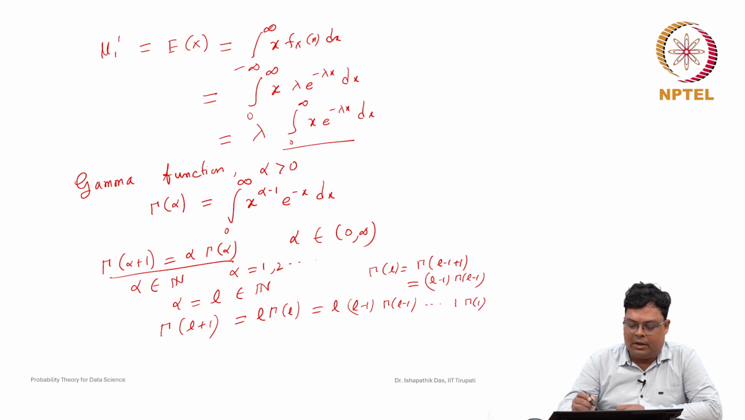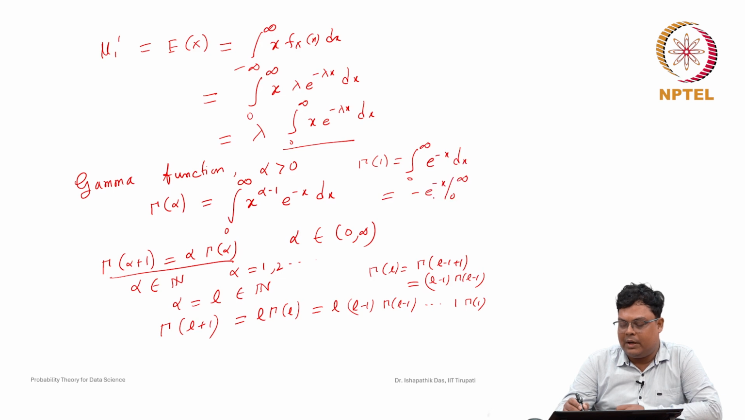Now, what is gamma 1? Gamma 1 is nothing but the integral from 0 to infinity of e to the power of minus x dx. This is minus the integration with limits 0 to infinity. At infinity, e to the power of minus x goes to 0, so this is minus 0, and then minus of minus e to the power of minus 0, which is 1. So, gamma 1 is 1.